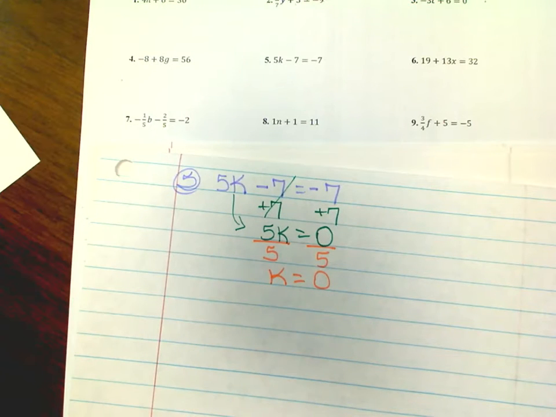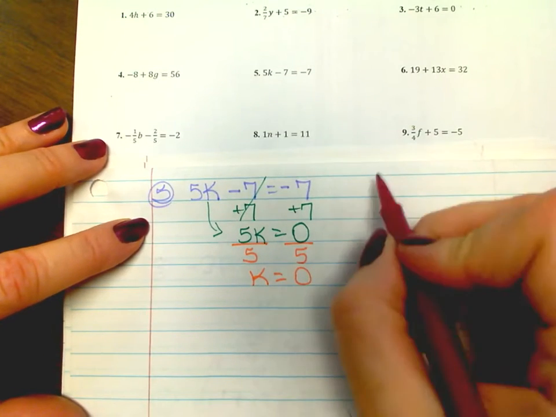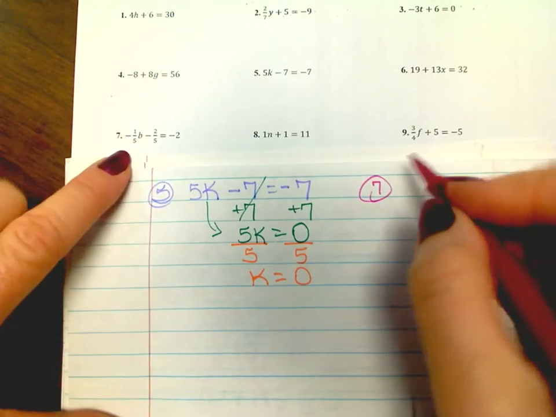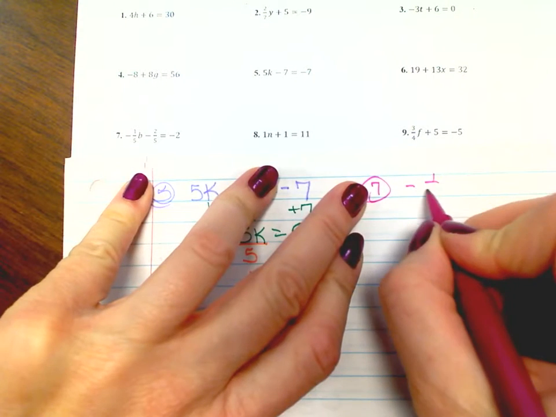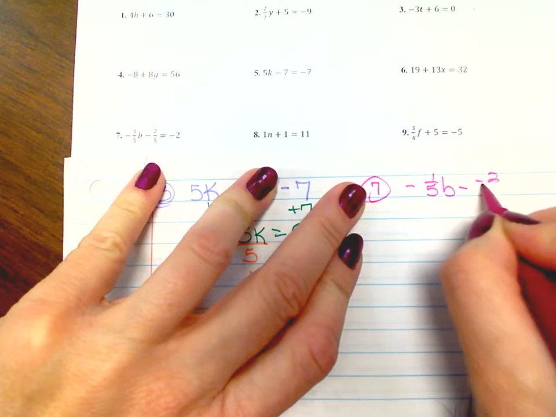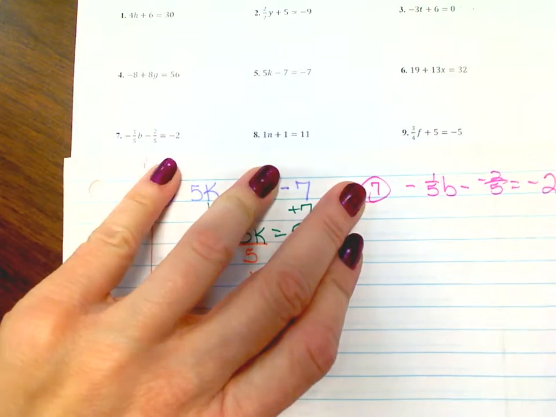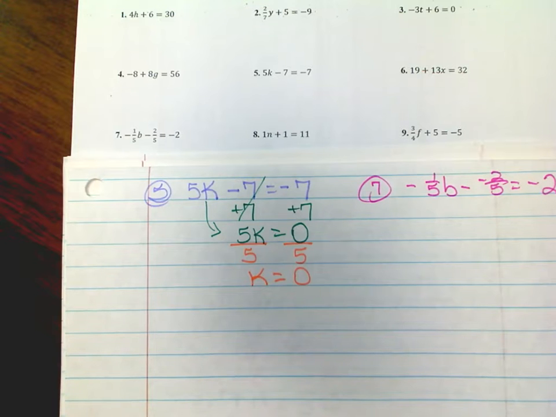Number 7. I believe she did this one in class on your notes, so everyone should have it. Negative 1/5 b minus 2/5 equals negative 2. Okay, we're just working with fractions. It's really not that bad.